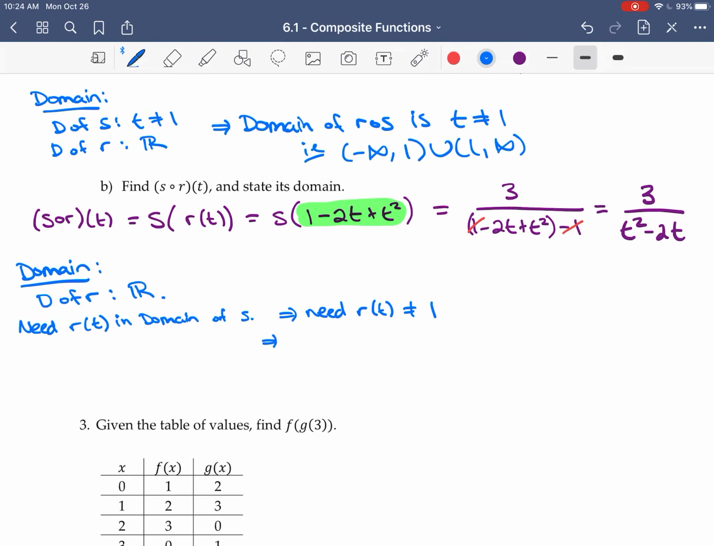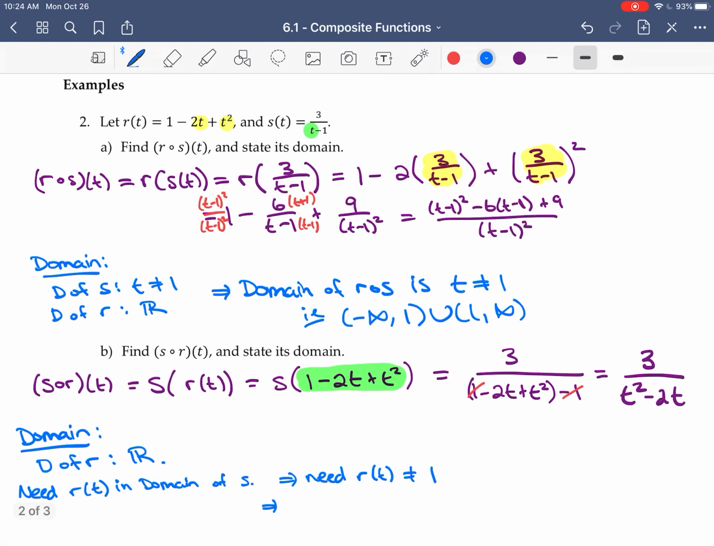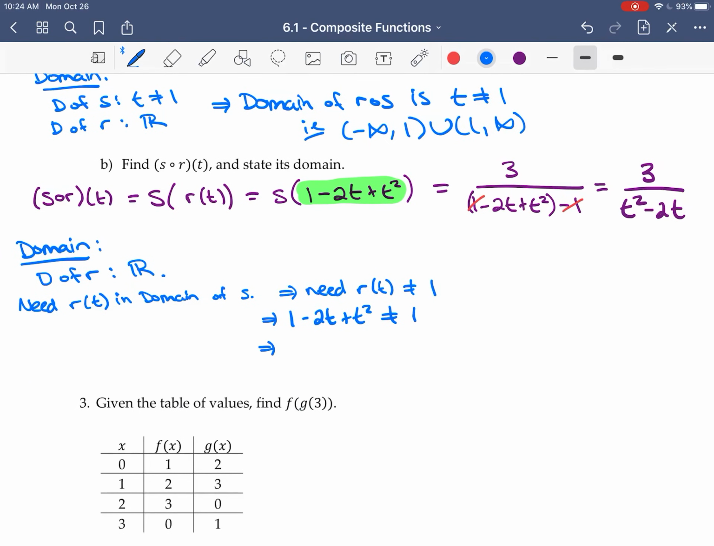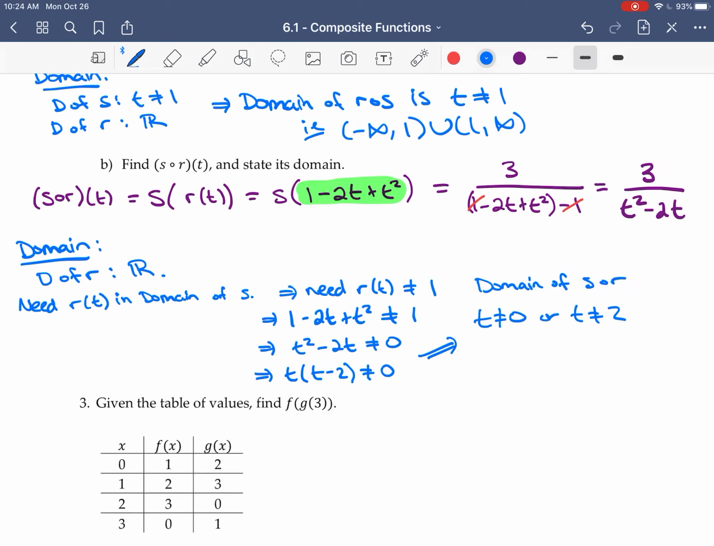Okay, so that means that, I find r again, so I need 1 minus 2t plus t squared not equal to 1, which is, if I subtract the 1 over, that means t squared minus 2t is not equal to 0. And then if I factor out a t, I get t times t minus 2 is not equal to 0, which means that I can't have t equals 0 or t equals 2. Okay, so this is the domain of S composed with R.